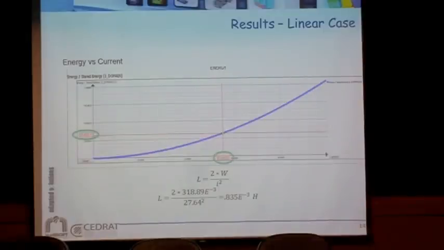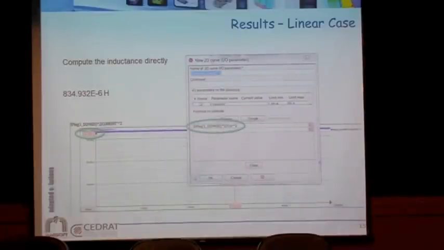So I can take any point along this curve. Here I have a value of a current, which is 27.64. It gives me the energy, which is about 319 millijoules. And if I do actually 2 times this energy divided by the square of the current, guess what? I find the same 0.835 millihenry. Okay, I'm still very happy because we are in linear. So that's really good. So let's do another one.